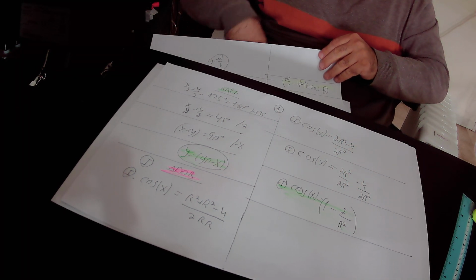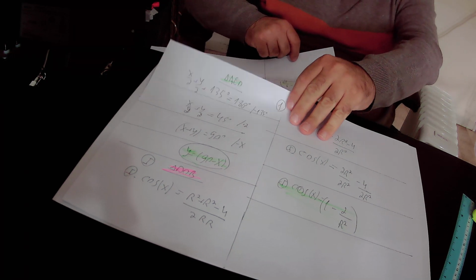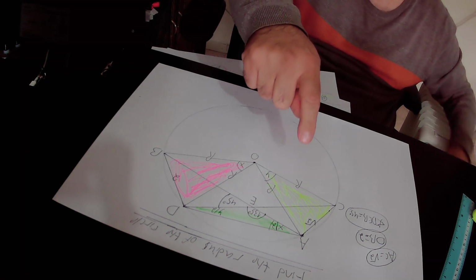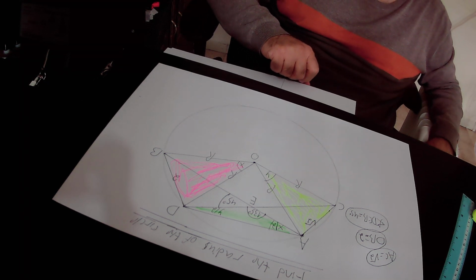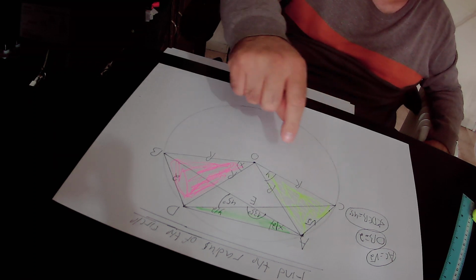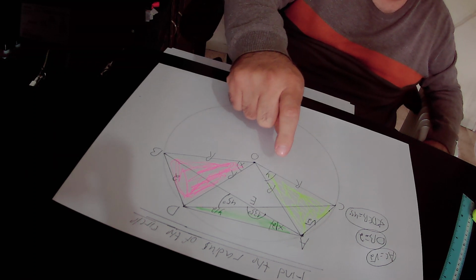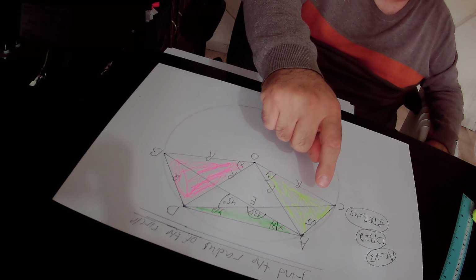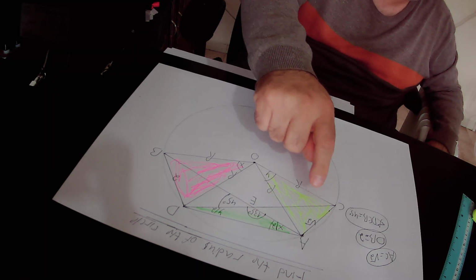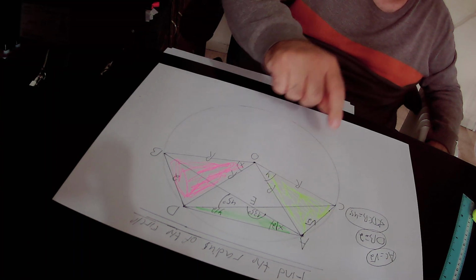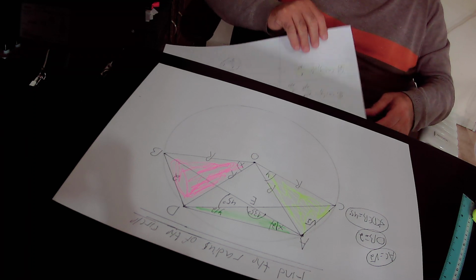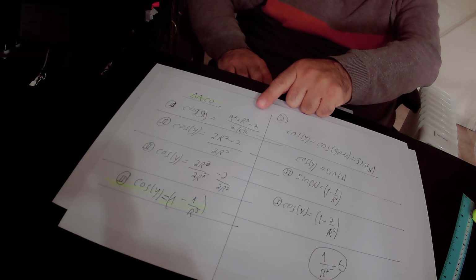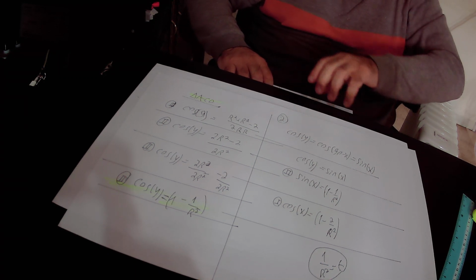Then we apply the law of cosines in the yellow triangle ACO. According to the law of cosines in the yellow triangle ACO, cosine y equals r squared plus r squared minus square root of 2 squared. The square root of 2 squared is 2, so it is r squared plus r squared minus 2, over 2 times r times r. Again, in the yellow triangle ACO, cosine y equals r squared plus r squared minus 2 over 2 times r times r.